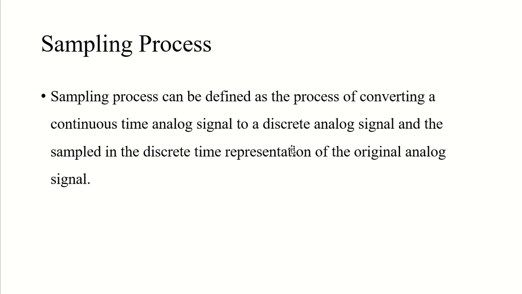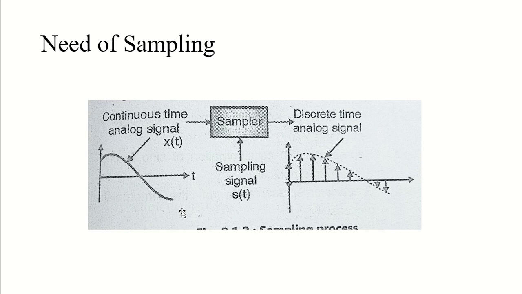To understand the sampling process in a better way, let me show you this picture. At the input of the sampler, we apply an analog signal, and its output will be the sampled version of the input signal. This sampled signal represents the original analog input faithfully if the sampling rate is high enough.